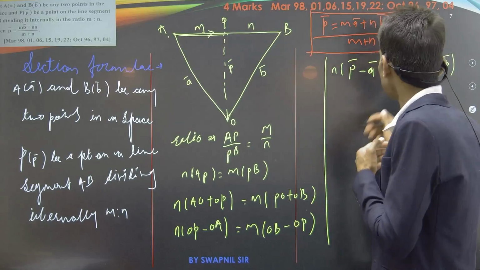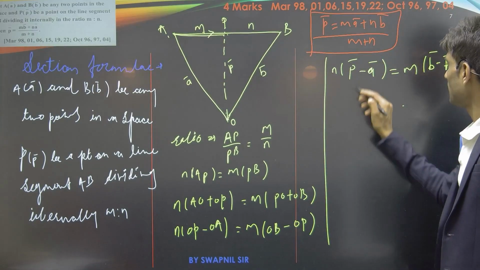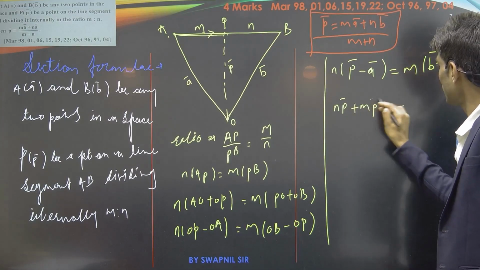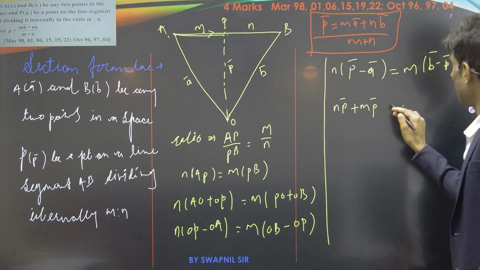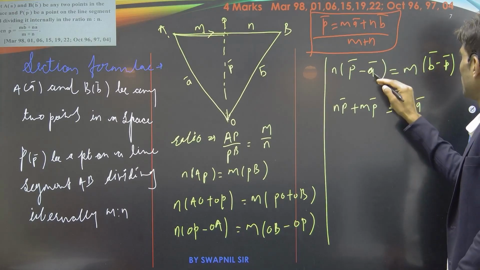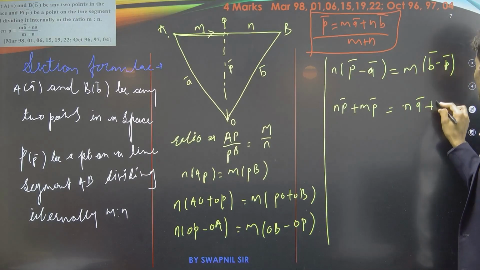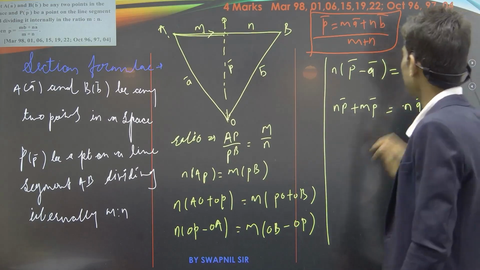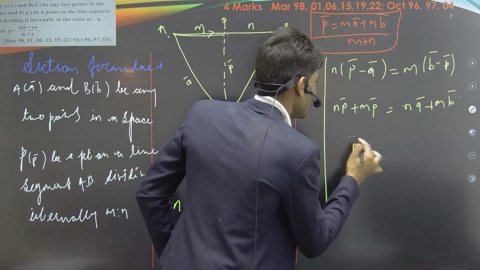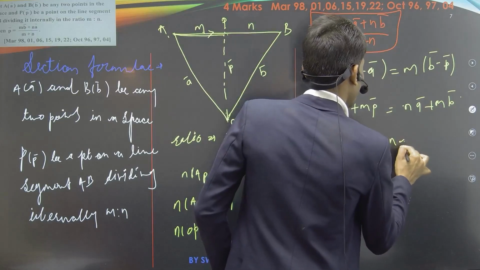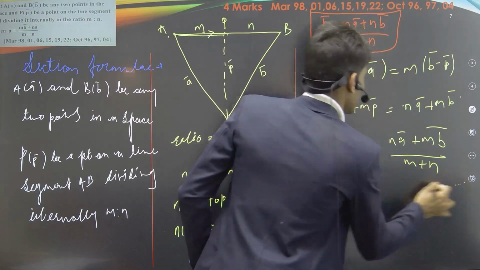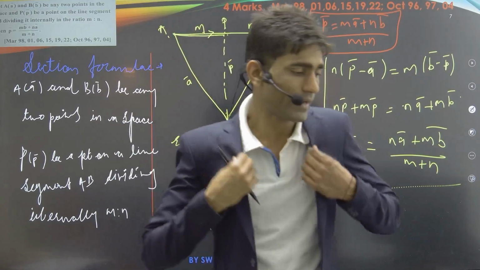Now in our next step, n P bar plus m P bar equals n A bar, positive n A bar, and after that positive m B bar here. This one is our next value. So take P bar common from here. We get P bar equals m A bar plus n B bar upon m plus n. This one is our section formula for internal division.